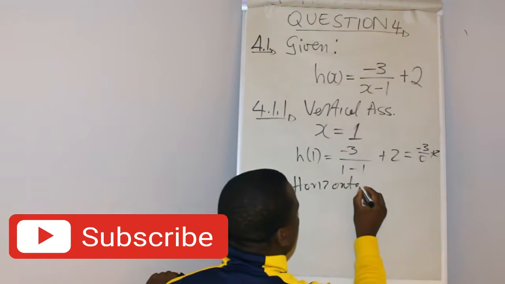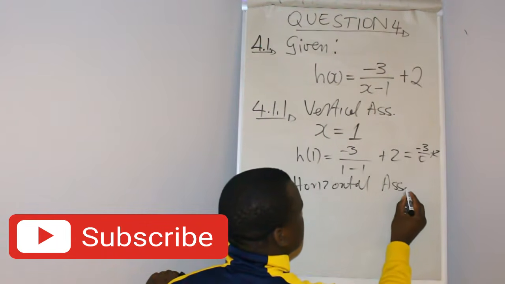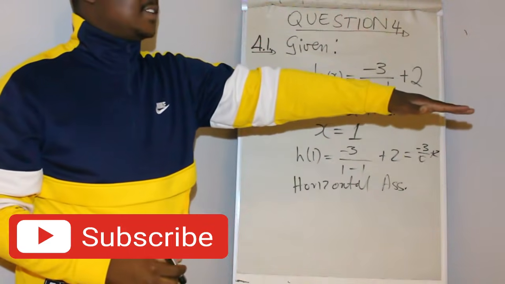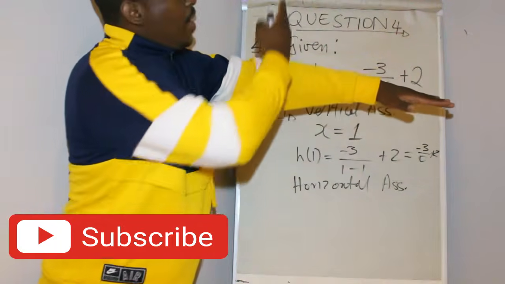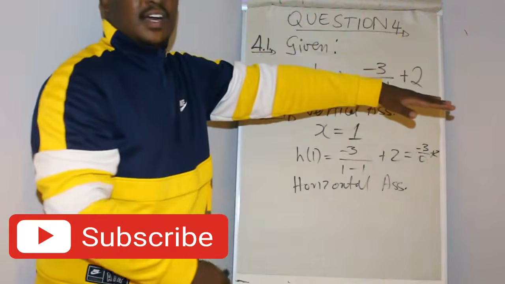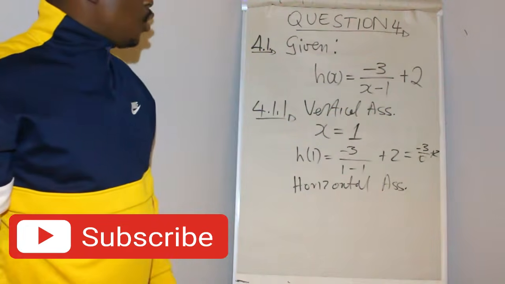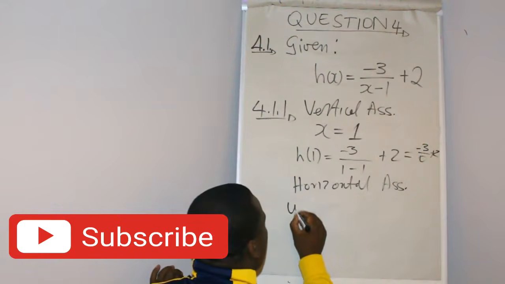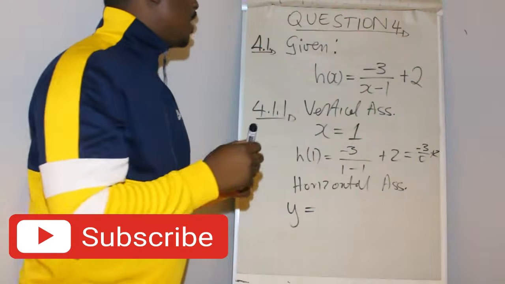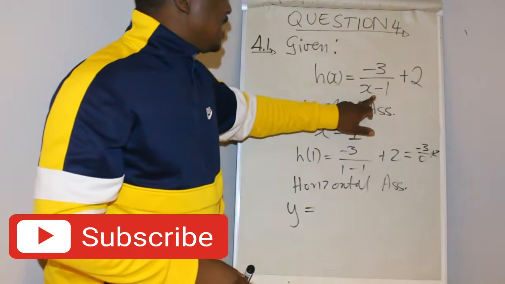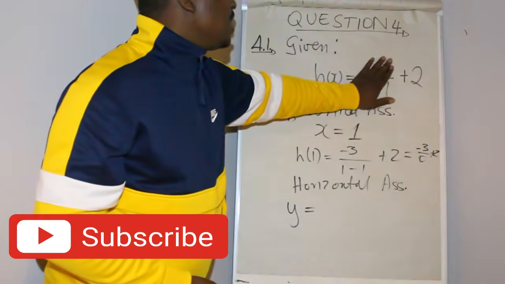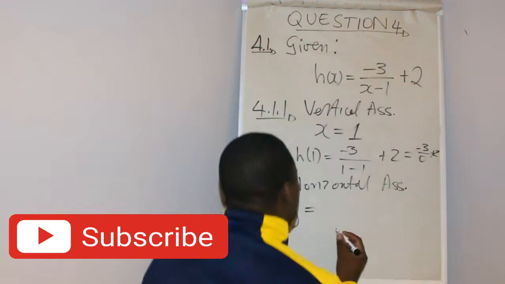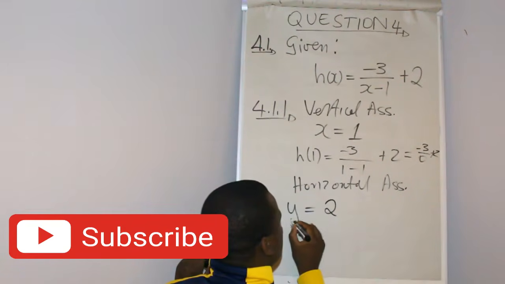Horizontal asymptote. Your horizontal asymptote is horizontal, as it says, so it cuts through the y-axis. It will be in the form y is equal to. So y is equal to what? We have used this part and obtained the vertical asymptote. So the remaining part is that one. So your y is equal to 2. So your horizontal asymptote is at y is equal to 2.